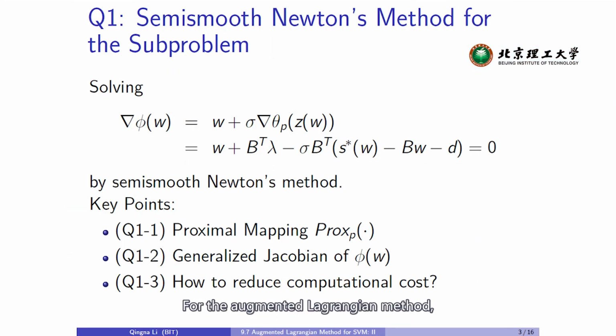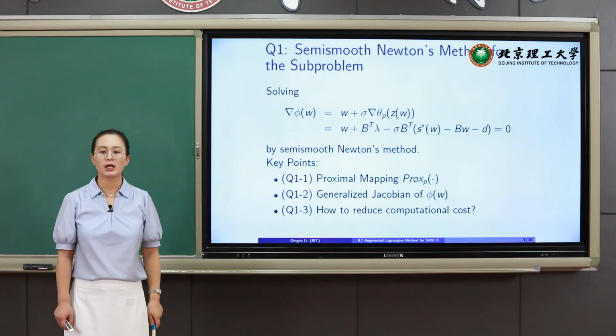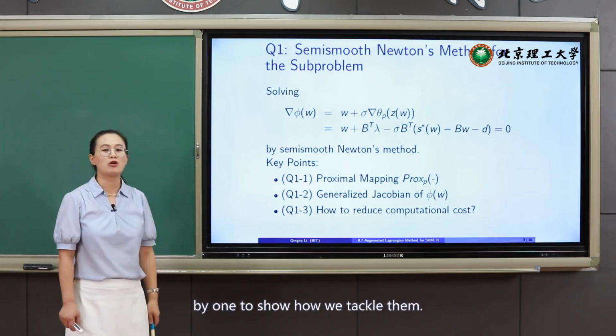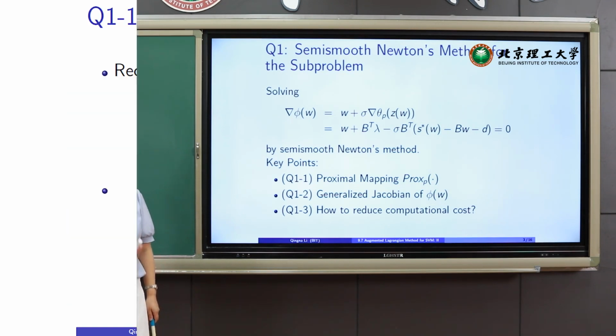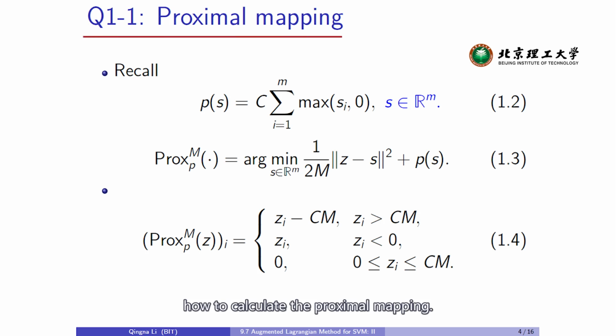For the augmented Lagrange method, recall that the main focus is how to solve the subproblem. We listed 3 key points when solving the subproblem. In the previous part, we talked about what the key points are. Next, we will address the key points one by one to show how we tackle them. Now, let's take a look at the first one, how to calculate the proximal mapping.